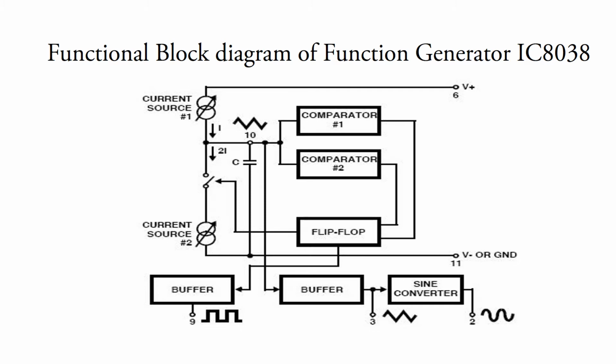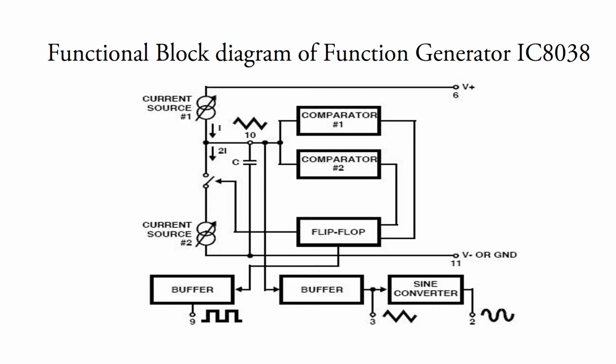And two comparators. As you know, a comparator has one reference voltage and the input voltage. When the input voltage exceeds the reference, the comparator changes its state. Here, the level of comparator 1 is 2 by 3 VCC and comparator 2 is 1 by 3 VCC. At the initial condition, let me assume that the flip-flop is in the state in which current source 2 is released from the circuit, that is, the switch is not connected.